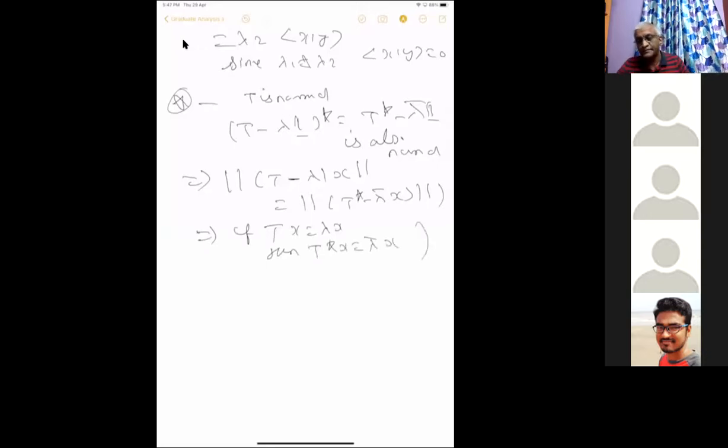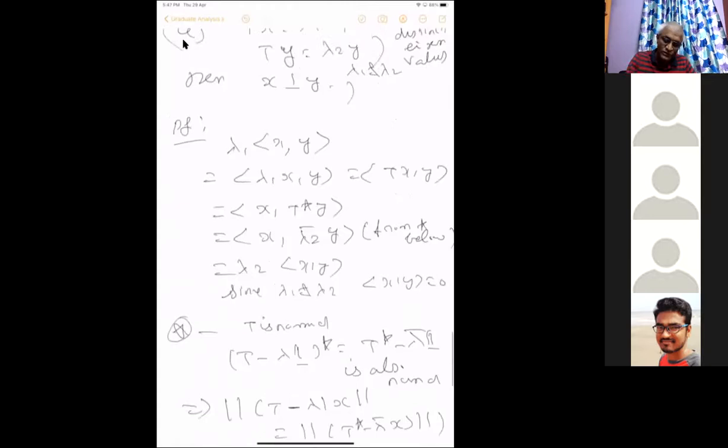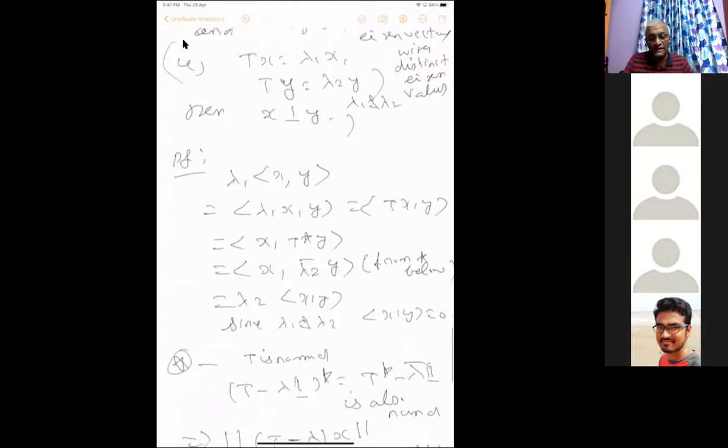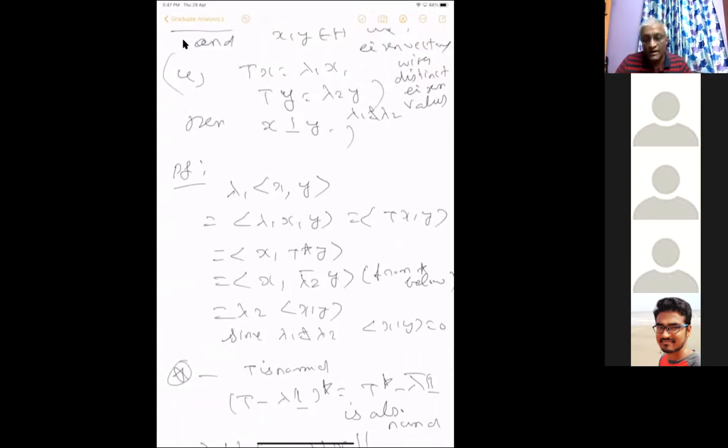If x is an eigenvector with eigenvalue lambda for T, then x is an eigenvector with eigenvalue lambda bar for T star. So that we have used here, and using that we have got that if x and y are eigenvectors with distinct eigenvalues, different eigenvalues, then x is orthogonal. So is it fine till now?